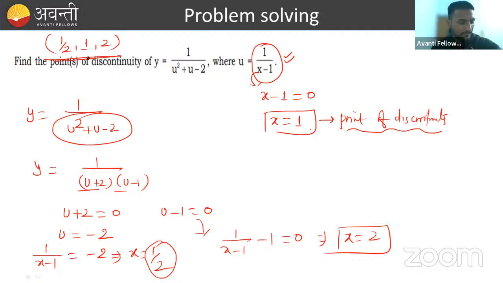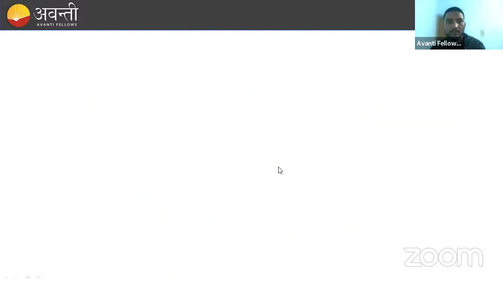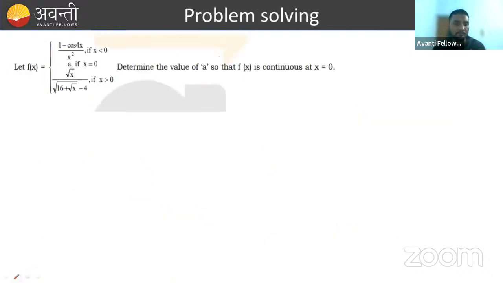Okay, yeah. Okay. So now we can solve some of the continuity part, because all of the discontinuity and continuity is over. Okay, so we can solve one thing: if the function is continuous at x equals to 0, find the value of a.